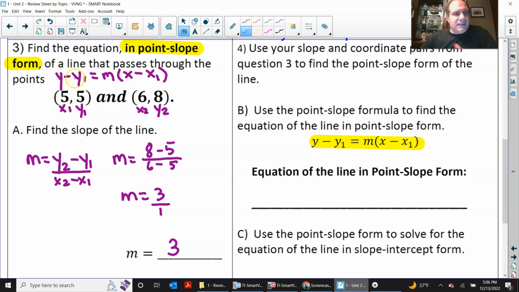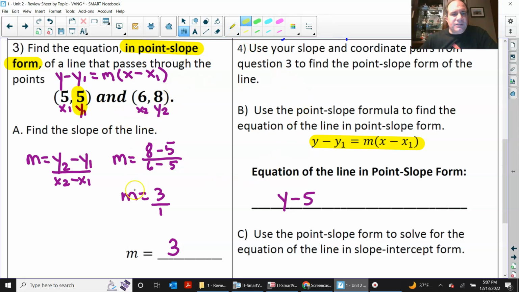Do you see right here? You see this y minus y1? X1 and y1 is 5 and 5. Nice and easy. See this y? I'm just going to rewrite it. Y minus, from the formula, y1 is 5. So I'm going to use this 5 as my y1. See, y1 is 5.